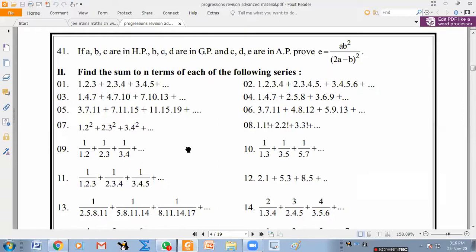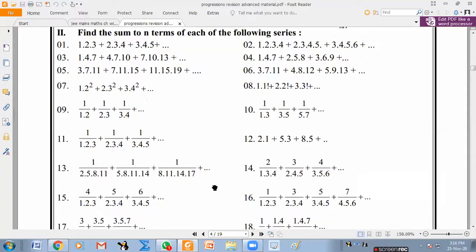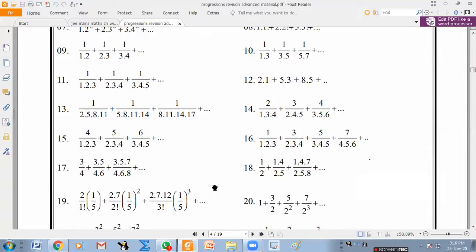8 is again method of differences. 9, 10, 11 are method of differences. But 12 again, you have to find the nth term and do it. Okay, I want to reorder these questions a little. 13 again you can do by this method, but 14 is not like that. 14 has to be done by nth term only. 14, 15, 16 also. These are all based on nth term. Find the nth term and then sigma of that.